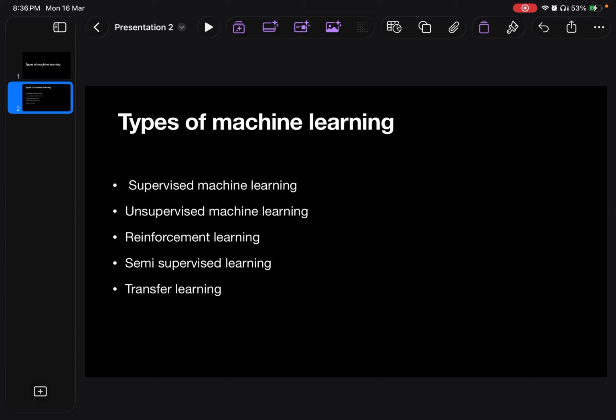And the second one is unsupervised machine learning. From the name itself you can understand that in this type of machine learning, we don't give the output to the model. We only give the inputs to the model. It usually does tasks like clustering the data and segregating the data.